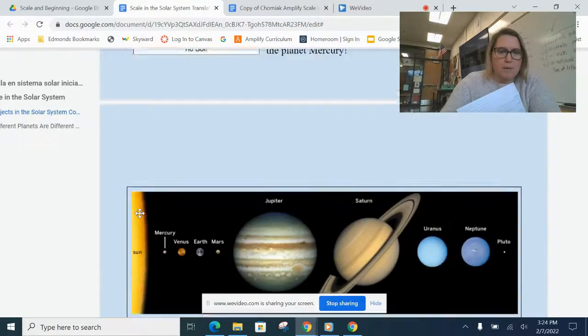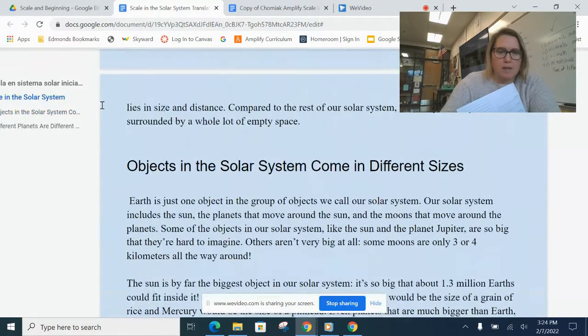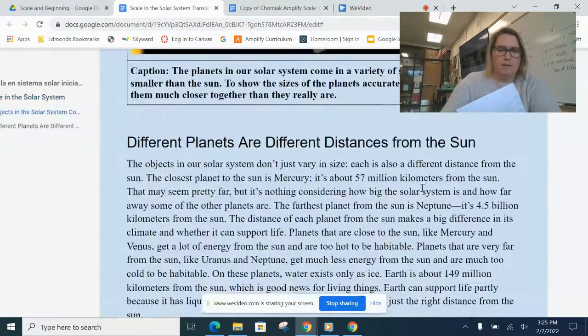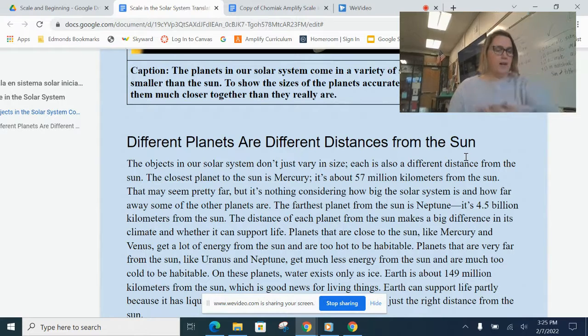And then there's these 2 subheadings. The first subheading is objects in the solar system come in different sizes, and then different planets are different distances from the sun. So in order to activate, you're just going to write down, what do you think this article will be about? And I think it's going to be about scale in the solar system and maybe stars. And it's going to have distances.